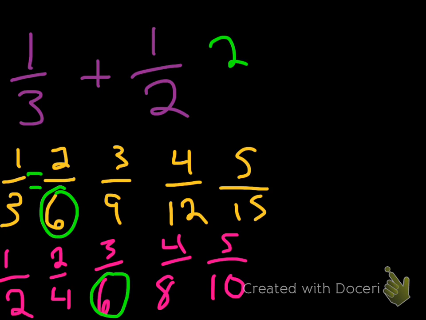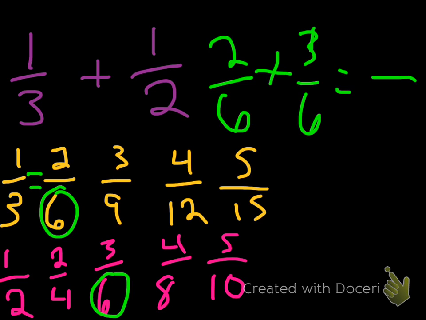Okay, so I'm going to write 2/6 as my new fraction that I'm going to add. And that tells us that 3/6 is equivalent to 1/2. So I'm going to add that to 3/6. Okay, now you just add the fraction across. 2 plus 3 is 5. The bottom number stays the same. So 1/3 plus 1/2 is 5/6.